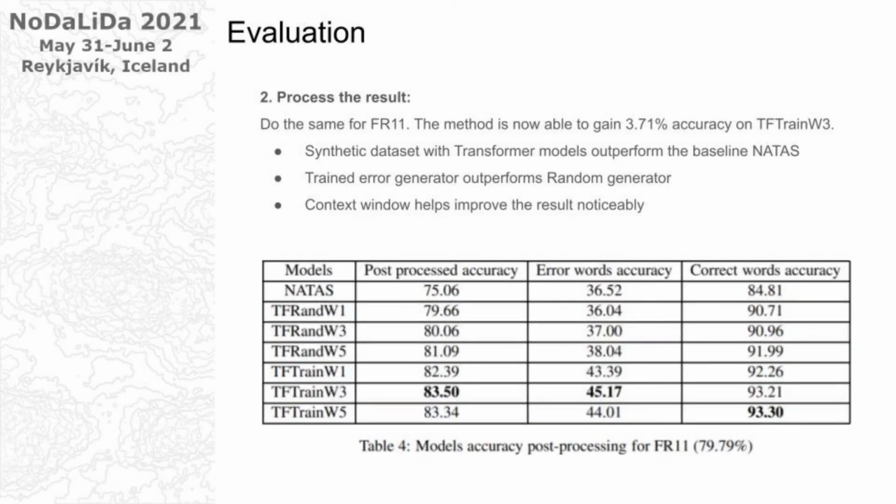The result is showing the same for FR11. The result now outperforms the original OCR text by 3.71% on the best model. This is significant, and again, our methods seem to outperform the baseline in every aspect.